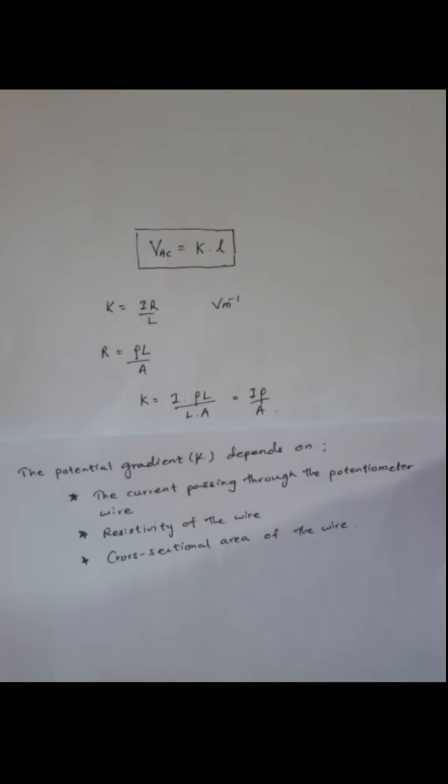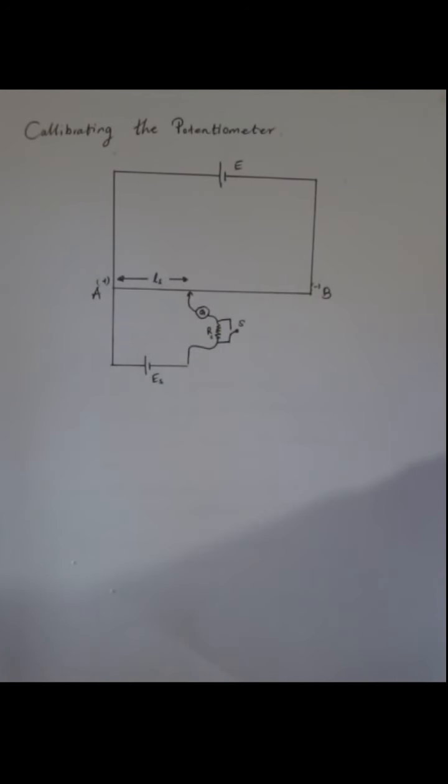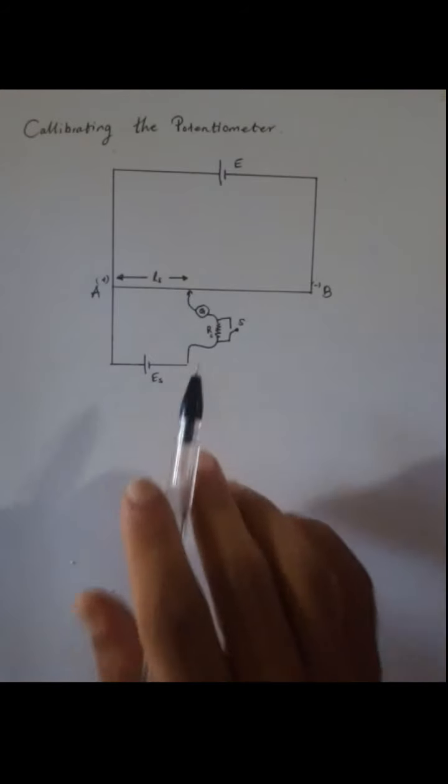And the potentiometer wire should have a uniform cross section. Right, now let's calibrate the potentiometer. Calibrating the potentiometer means calibrating the K value, or finding the value of K. So here I have connected a standard battery to the potentiometer as shown in this figure.